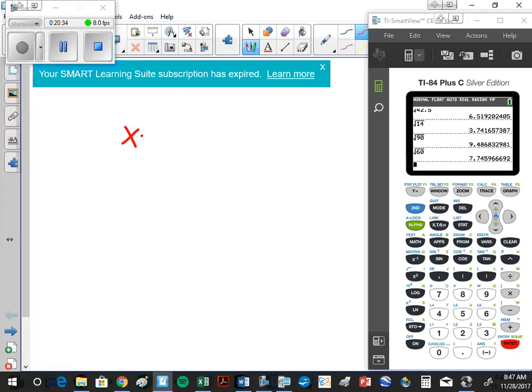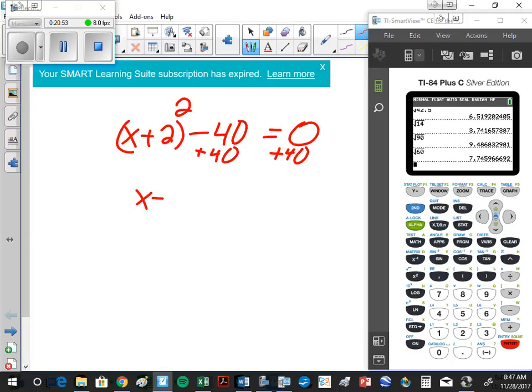What about x plus 2 squared minus, we'll say 40 equals 0? What should we do? Add 40 to the other side. x plus 2 squared is equal to 40. Square root. Does 40 square root? No. It's got to be somewhere between 6 and 7, because 40 is in between 36 and 49.